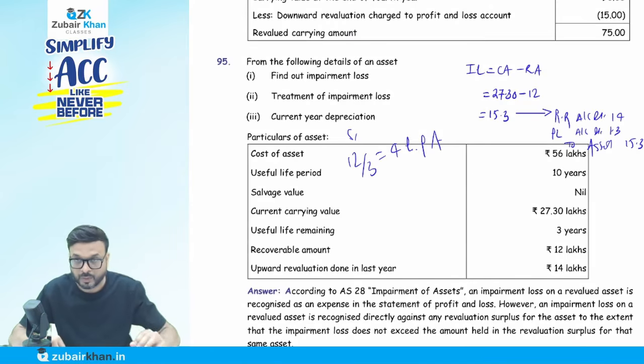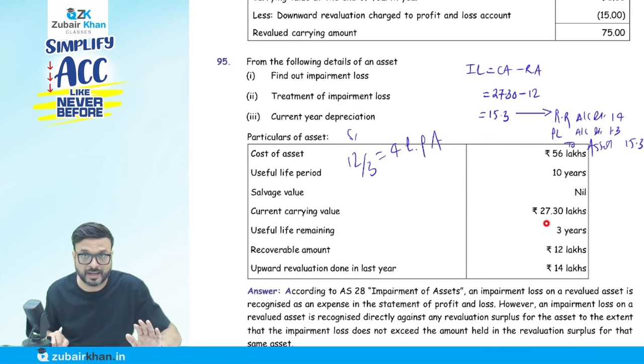Simple. Find out the impairment loss that year. How do we calculate impairment loss? Carrying amount minus recoverable amount. What is the carrying amount? They have given the carrying amount today as 27.3. So 27.3 minus the recoverable amount. What is the recoverable amount? It is 12. So 27.3 minus 12, the impairment loss comes to 15.3.